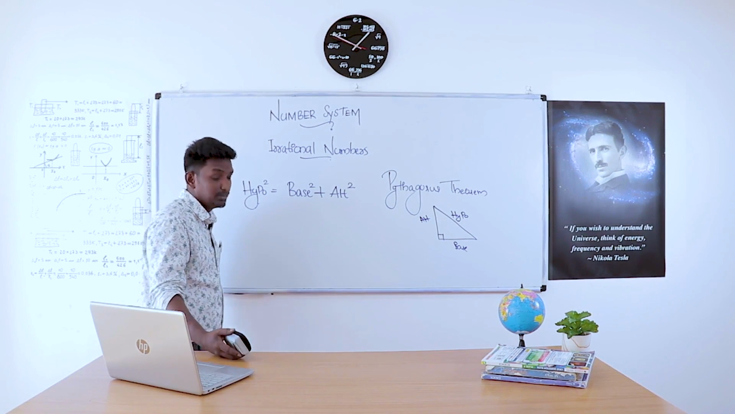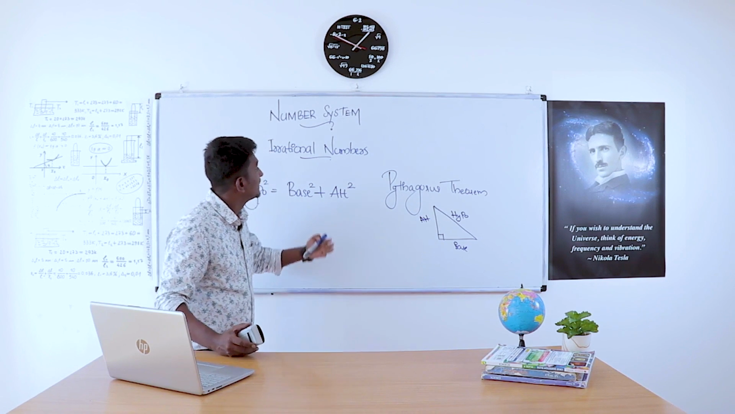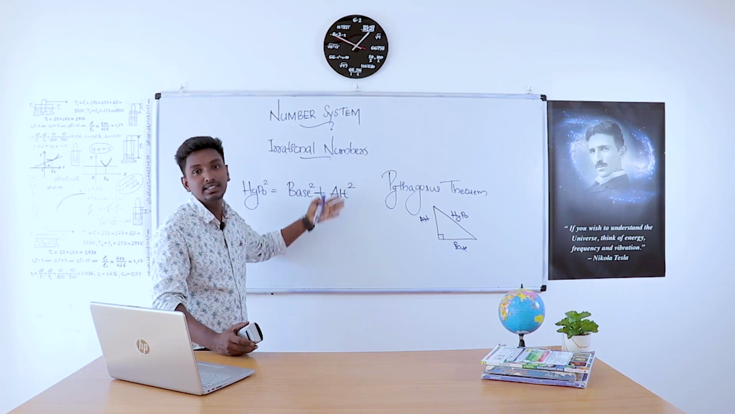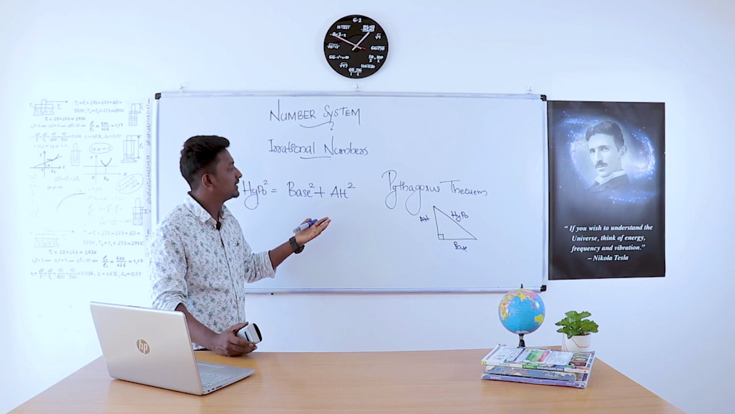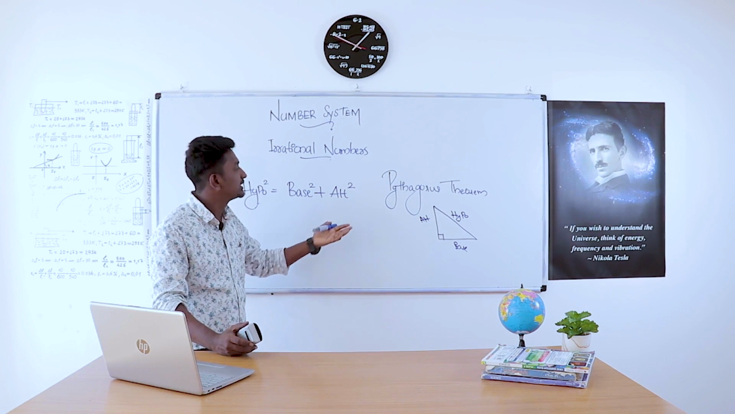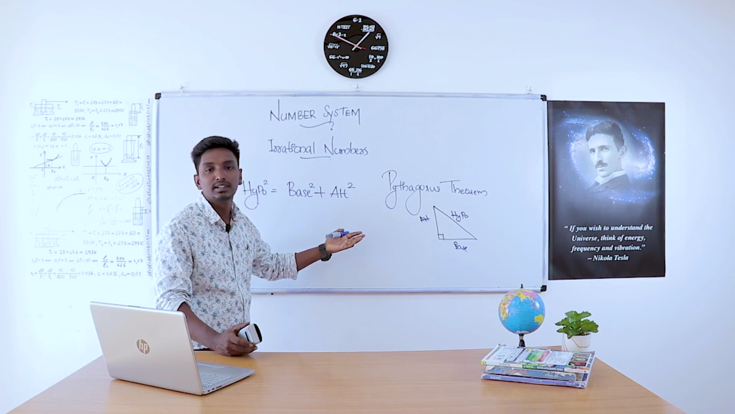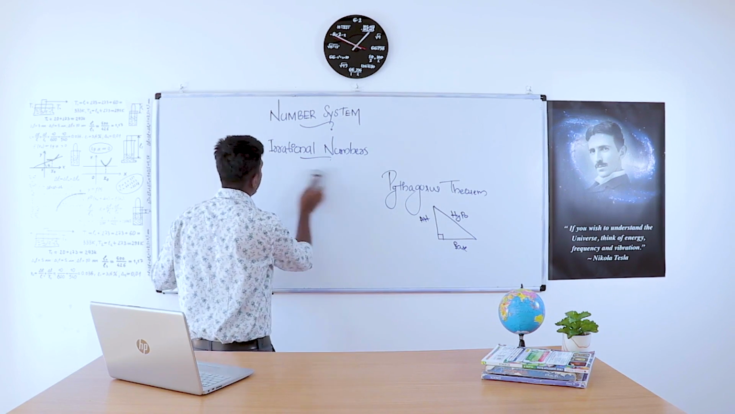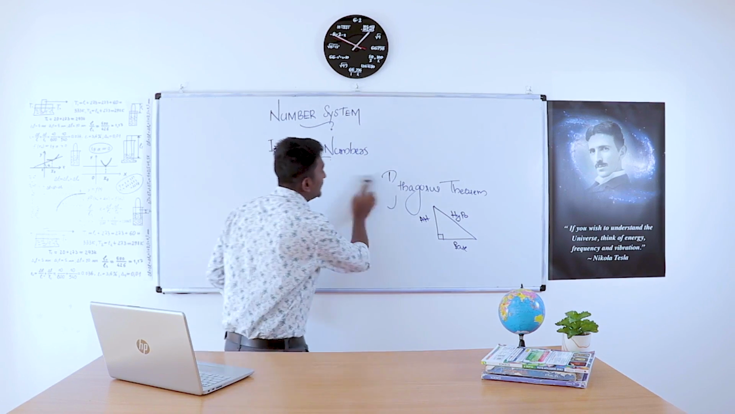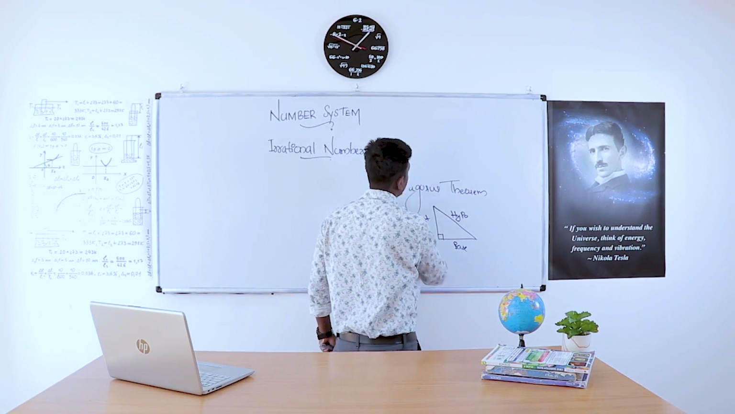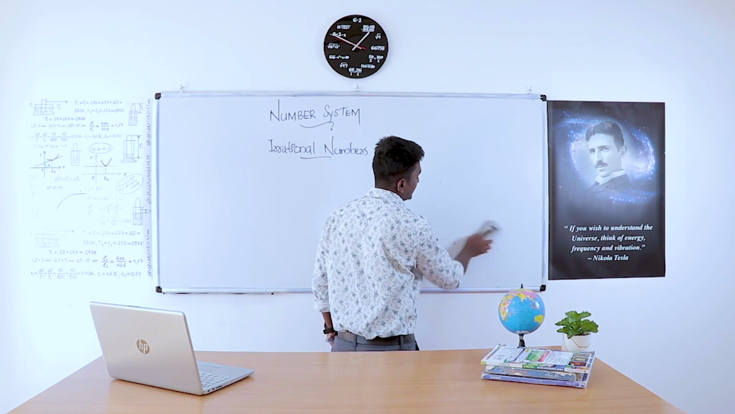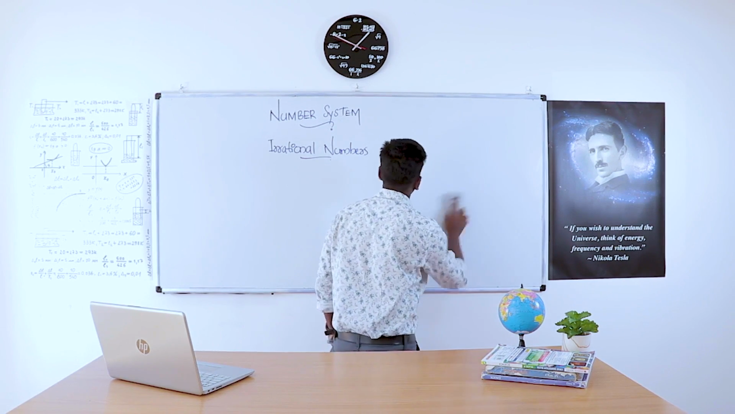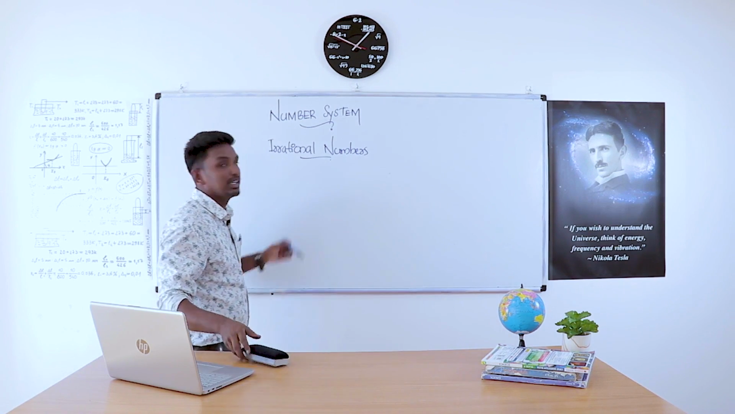Now you will be in a bit of confusion. I am discussing irrational numbers. Then why am I explaining Pythagoras theorem here? Because to locate root 2 on a number line, we need to know the Pythagoras theorem. That's why I just recollected what Pythagoras theorem is. Now we can locate root 2 on the number line.